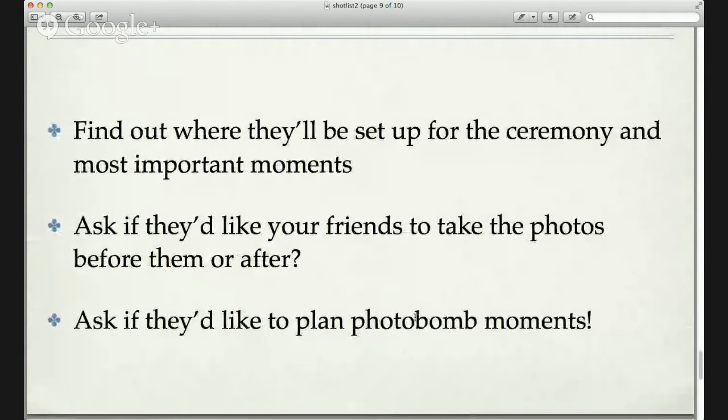Also, work with your photographer and videographer to plan photobomb moments, because we've seen some great photos and videos where they were planned photobombs. And we've also seen some great funny video bombs where they weren't planned, but they were hysterical and the bride laughed about it anyway. So just work with your guests and the photographer and videographer to make sure it's all handled so that it doesn't get in their way, but that your friends can still get some really cool shots.